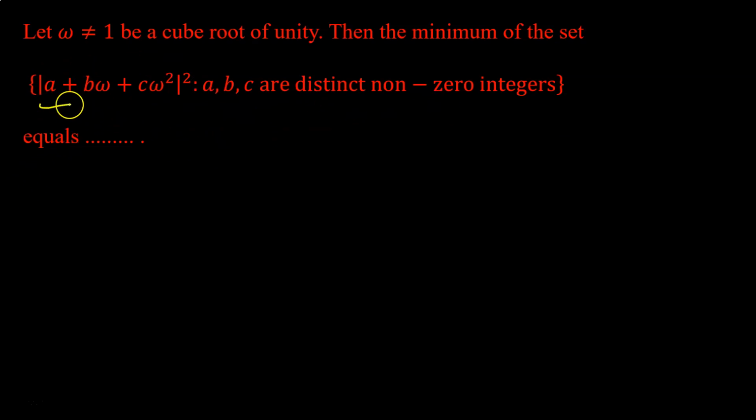So let us look at this quantity. It is in the form of a modulus. So this is a complex number, isn't it? a is a real number, an integer in fact. b into omega, omega is an imaginary number, omega square is also an imaginary number.